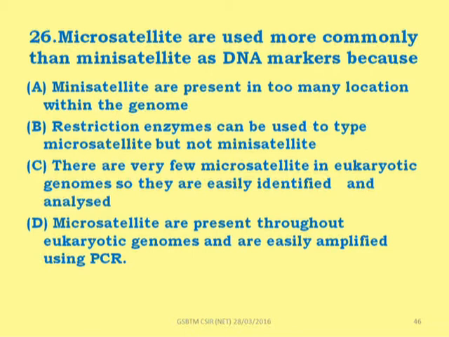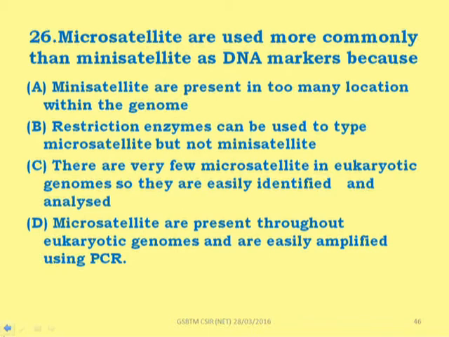Microsatellites are used more commonly than minisatellites as a DNA marker because minisatellites are present in too many locations within the genome. It's not true. Restriction enzyme can be used to type microsatellite but not minisatellite. Not true. There are very few microsatellites. Not true. Microsatellites are present throughout the eukaryotic genome and are easily amplified using PCR.